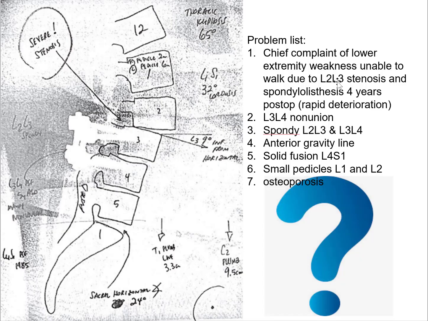The MRI scan shows stenosis at L2, L3. Here's an axial cut. You can see that due to the spondylolisthesis, the facets are anterior into the spinal canal. So in these cases that I think have many things going on, I like to make a problem list to basically organize my thoughts and understand what are the problems. So first is chief complaint.